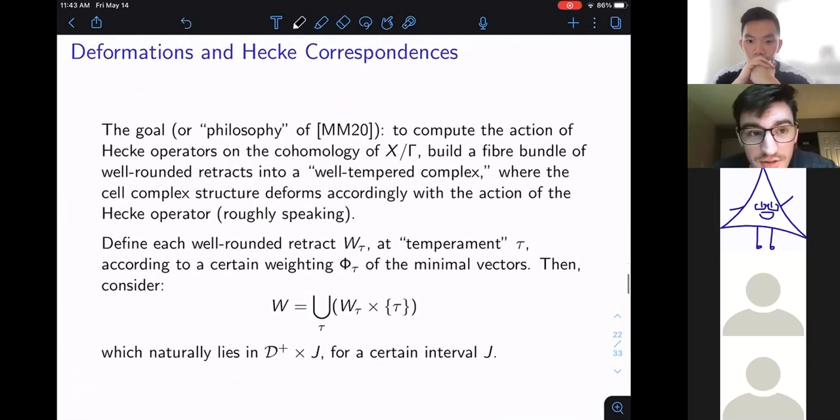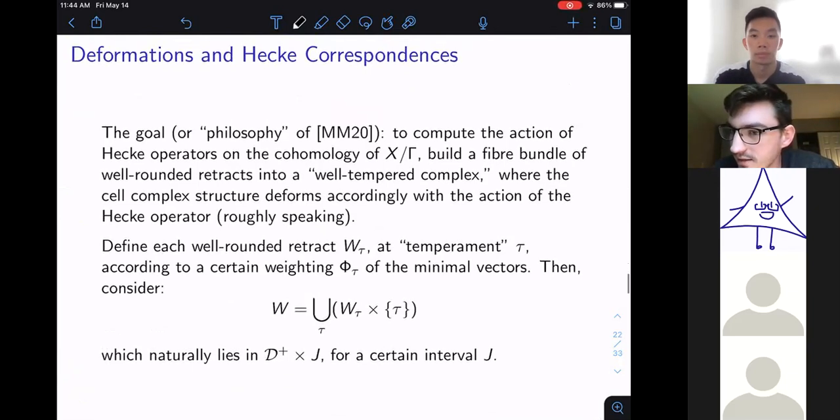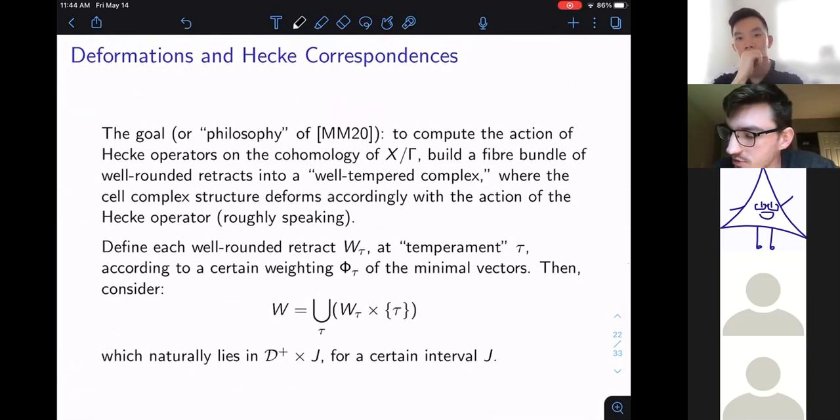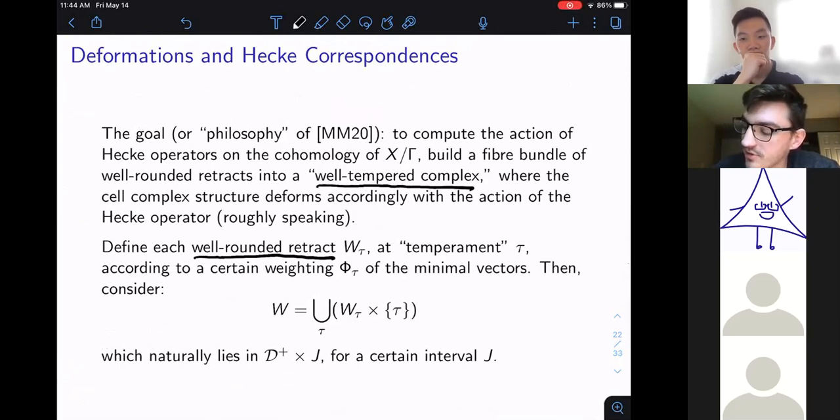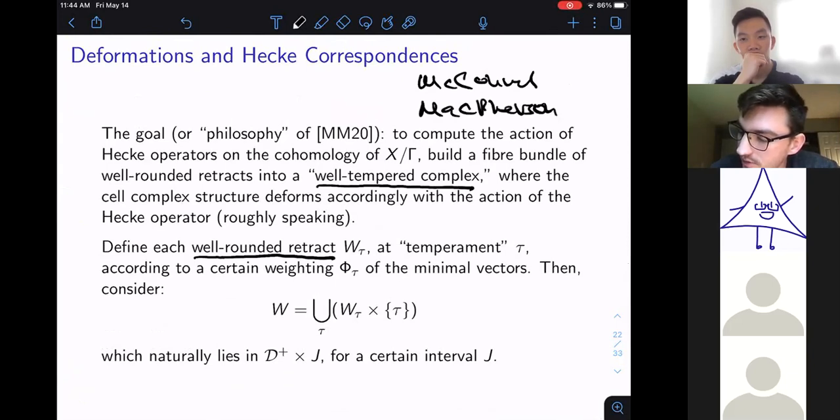All right, so the last, maybe I'll take 5 or 6 minutes if that's okay. The last few minutes, what I want to do is change perspectives a little bit and talk about this idea of the well-tempered retract. So the well-rounded retract is what we've been talking about. The well-tempered complex is this new complex due to Mark McConnell and Robert MacPherson. They have a paper on the arXiv, which was just published late last year, which I'll give a link to at the end.